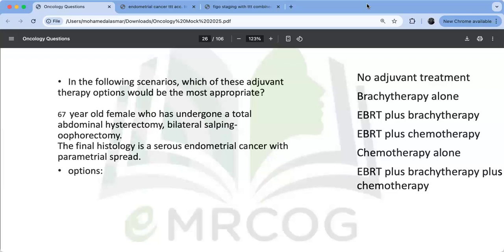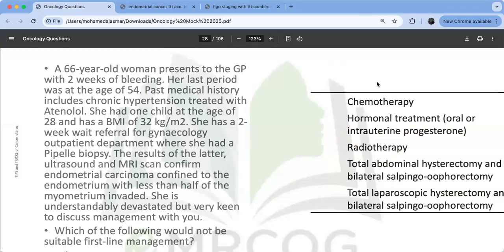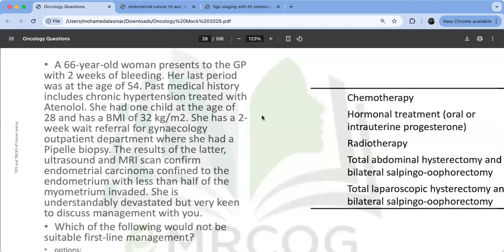Okay. So dear friends, this will be the last question. I think, mashallah, you are doing really well. Last question, my dear. So here, a 66-year-old presents to the GP with 2 weeks of bleeding. Last period was at the age of 54. Past medical history includes chronic hypertension treated with atenolol. She had one child at the age of 28 and a BMI of 32.